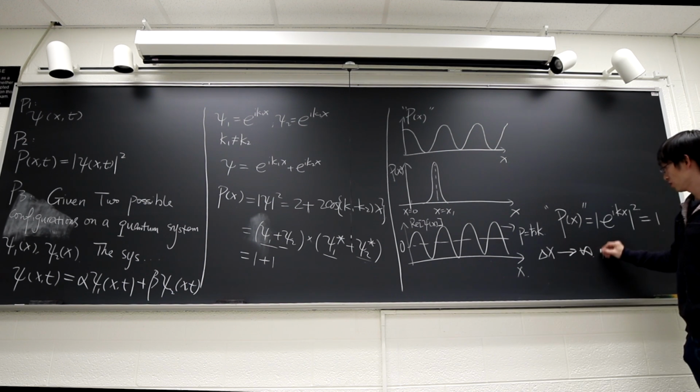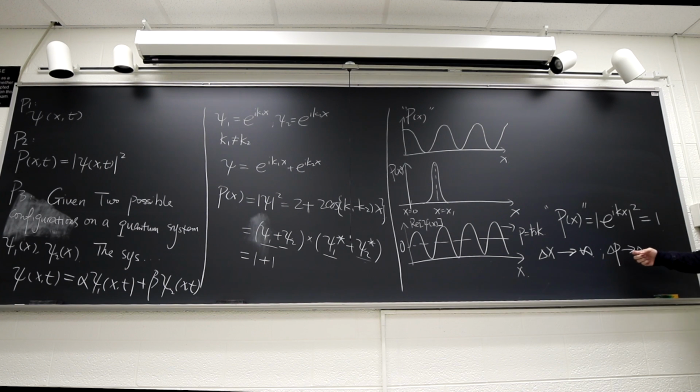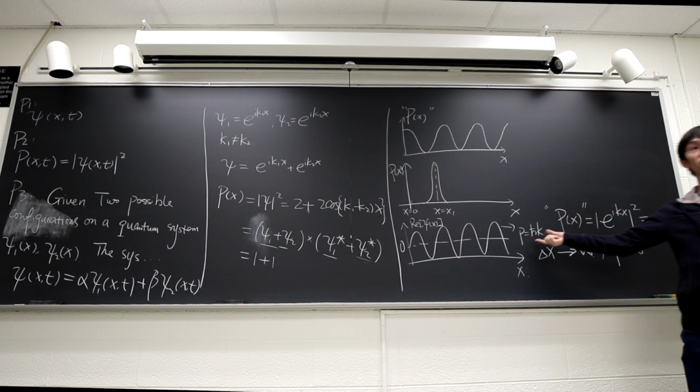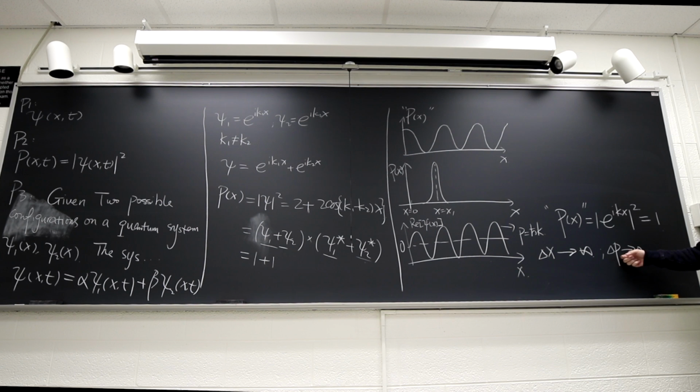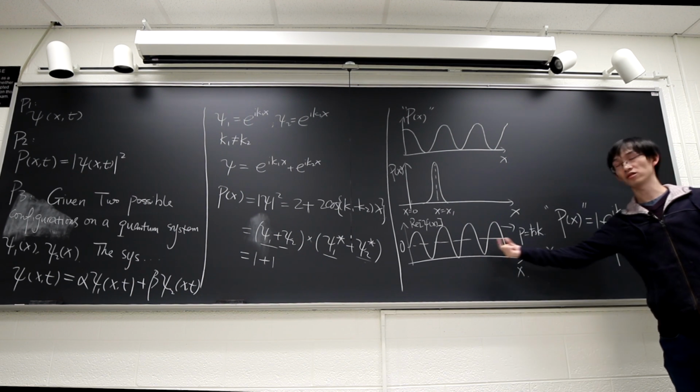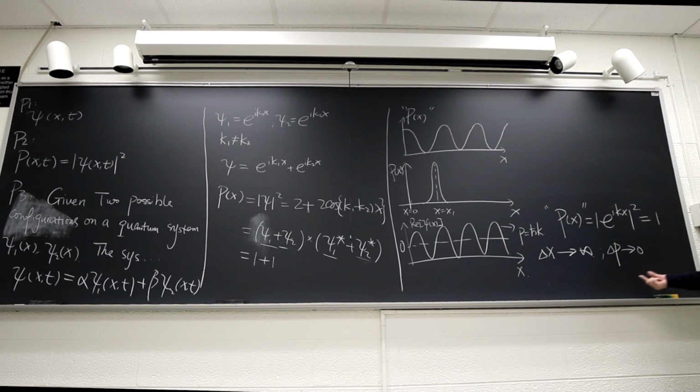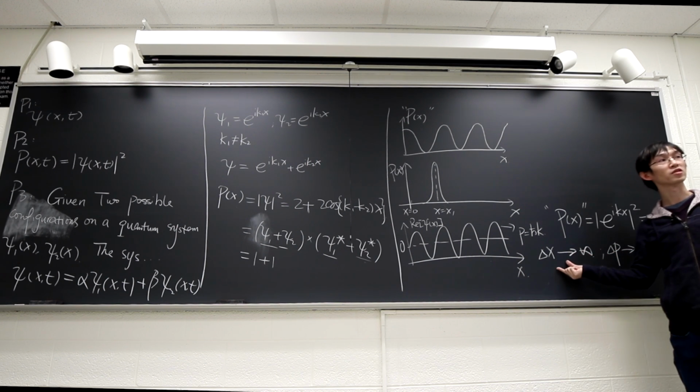So here we know delta p, the momentum is well defined, so the uncertainty of momentum goes to 0. But the uncertainty of the position goes to infinity. So here you already see the first example of the uncertainty principle. For this plane wave, you know the momentum, you don't know the position.